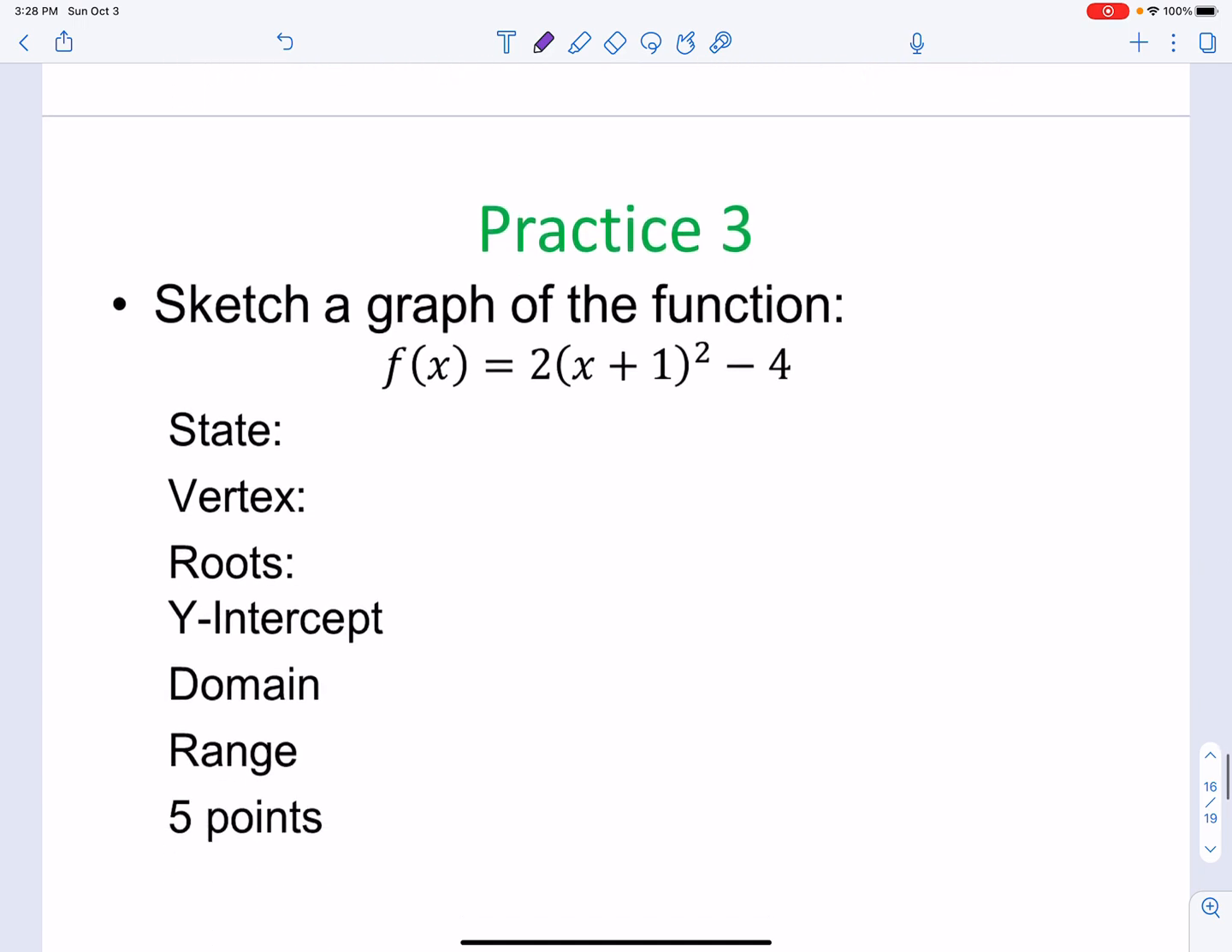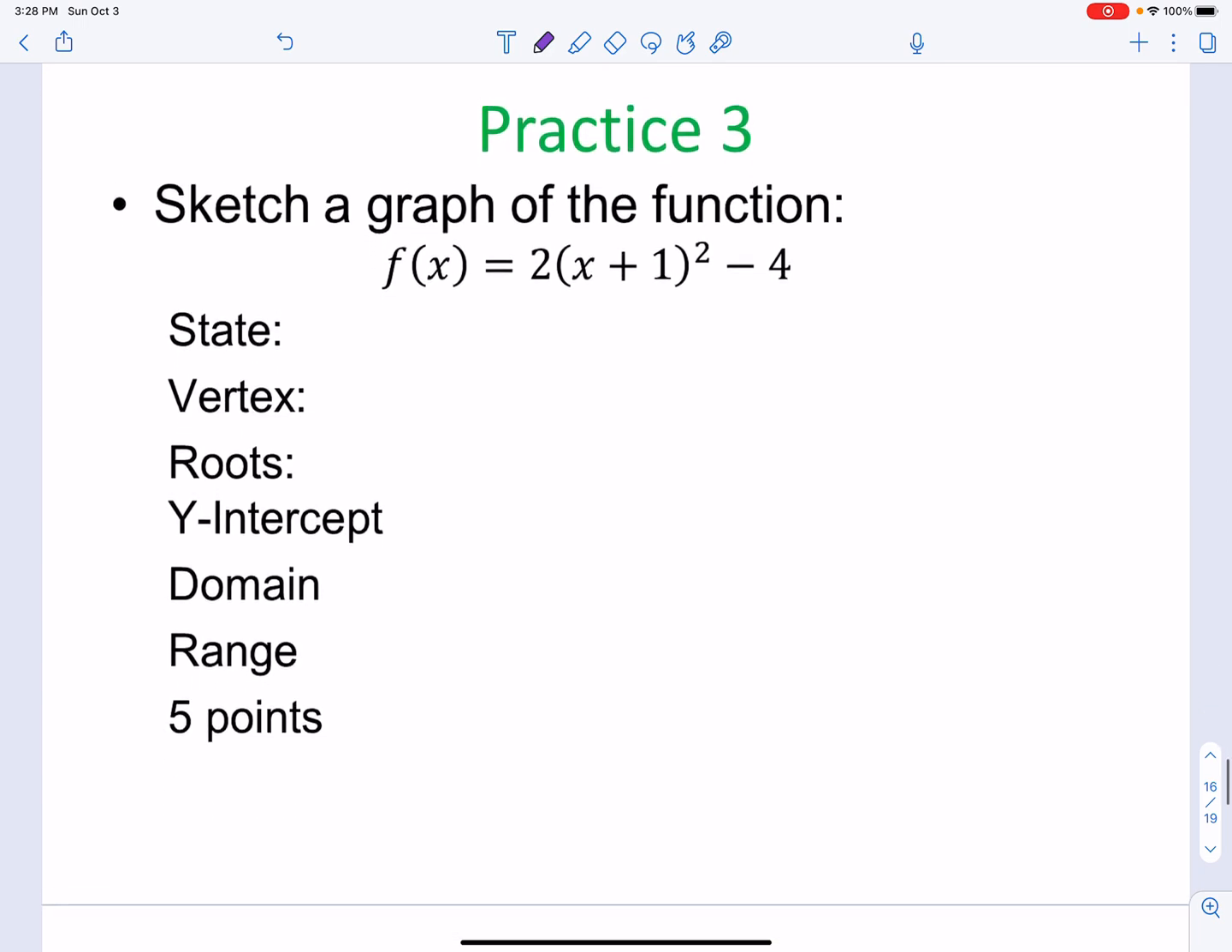Okay. All right. So try this one. But before I say pause, I want you to think. This is the other form. This is vertex form. So I know the vertex now. My vertex is at (-1, -4), right? So I would like you to do your math, do whatever math you want to do, but I need you to find the roots, the y-intercept, all the rest of it.